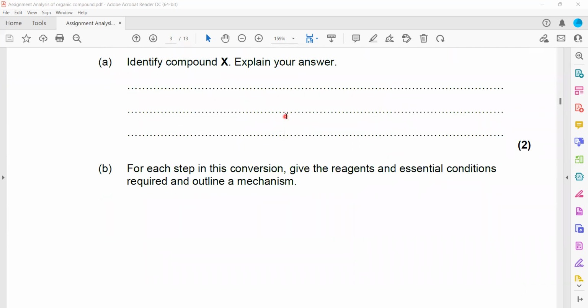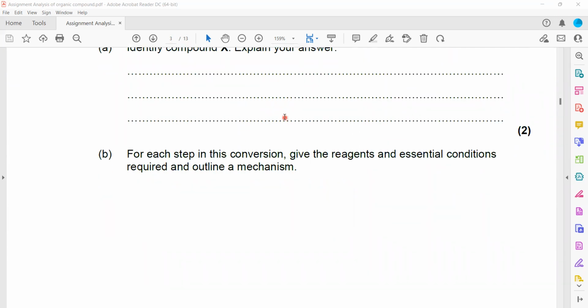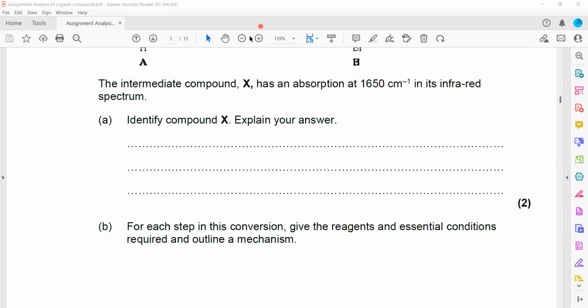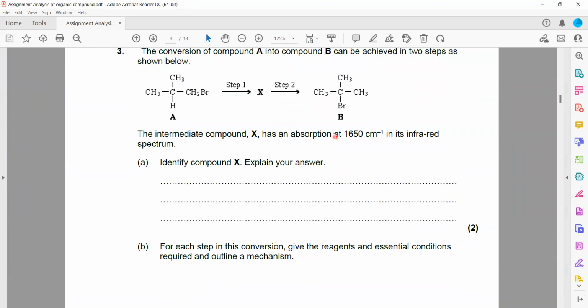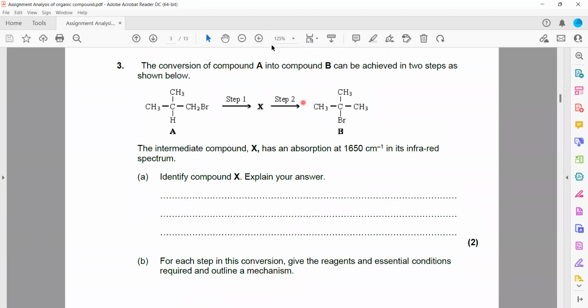For each step in this conversion, give the reagent and essential condition required and outline a mechanism. For this question, we have to outline the mechanism of how this occurred.